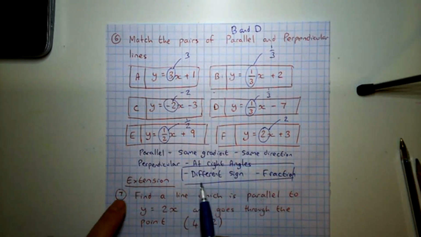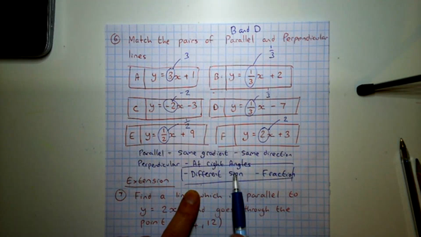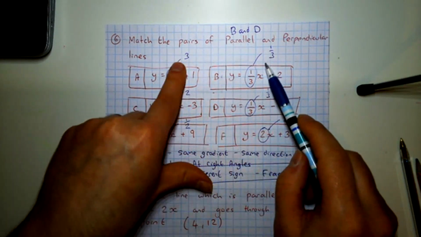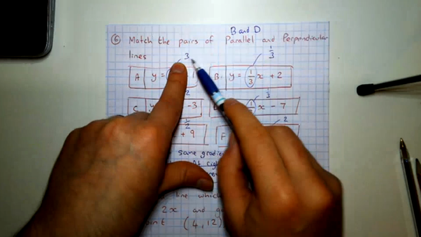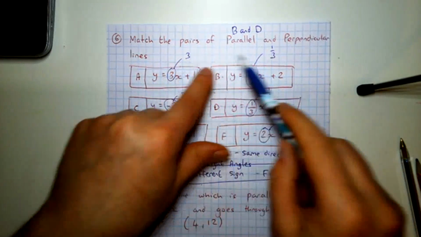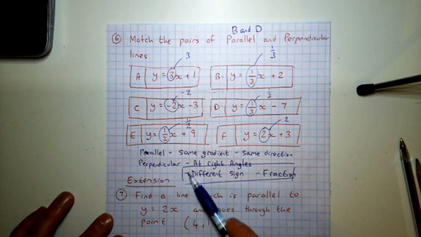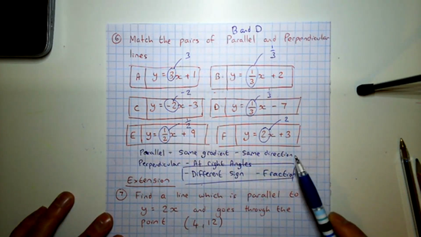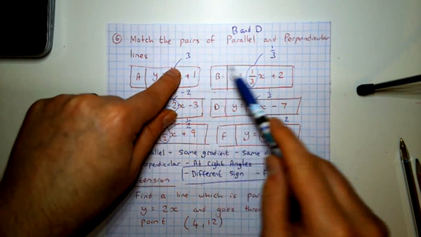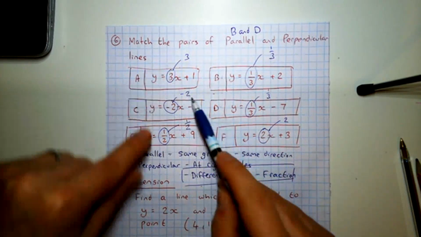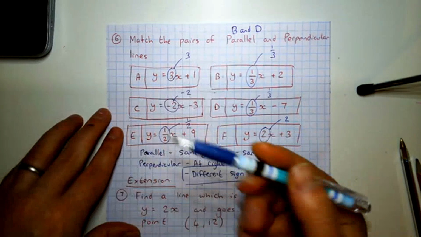Right, perpendicular. Different signs. So I need one to be positive and one to be negative. And I need one to be a fraction and one to be the whole number. So let's have a look. It's tempting to say A and B, because it's 3 and a third. One's a whole number and one's a fraction. But they're not different sign, they're both positive. So I can't pair A with B, I can't pair A with D, and these numbers are different with the 2s, so A is not going to pair with anything.